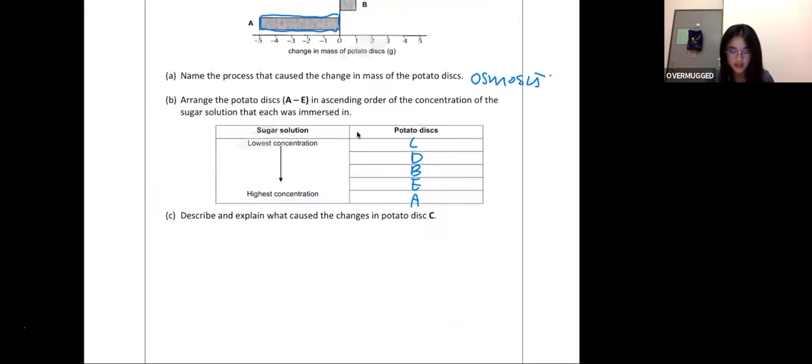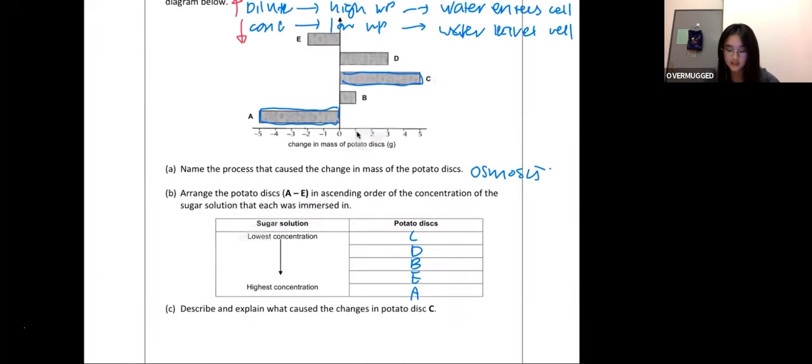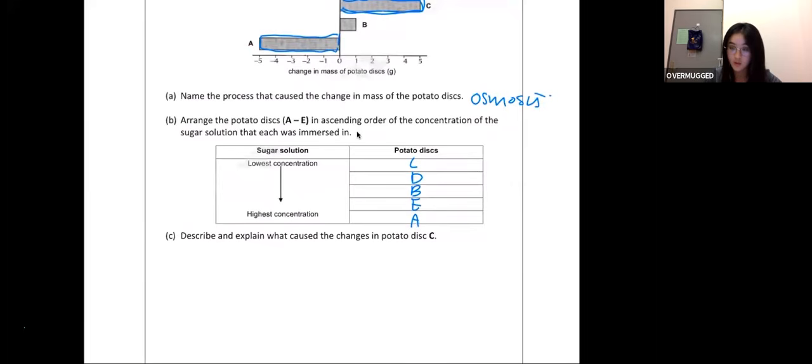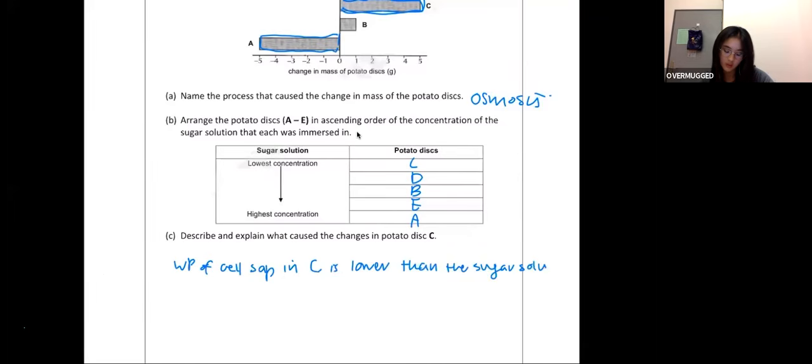All right, so for part C, explain what happened in potato disc C. So what caused such a great increase in mass of the potato strip? To answer this question, we will always talk about water potential and osmosis. So you have to first of all tell me that the water potential of the cell sap in potato disc C is lower than the water potential of the sugar solution.